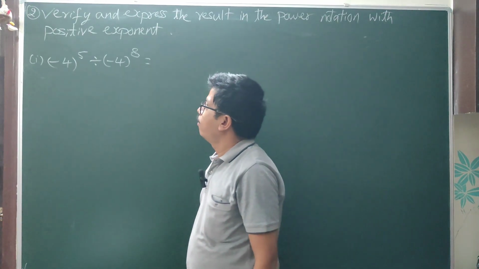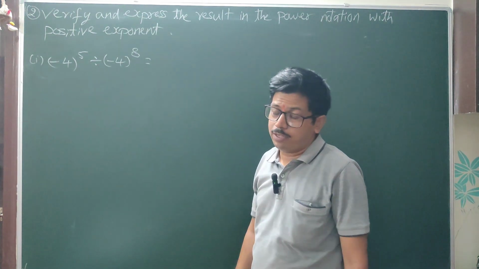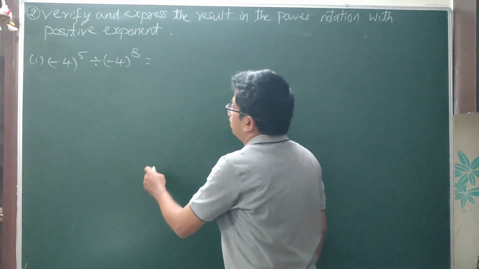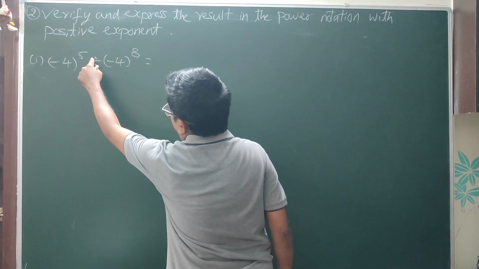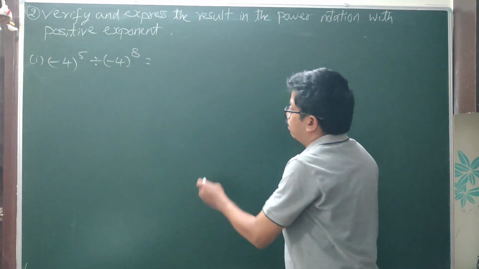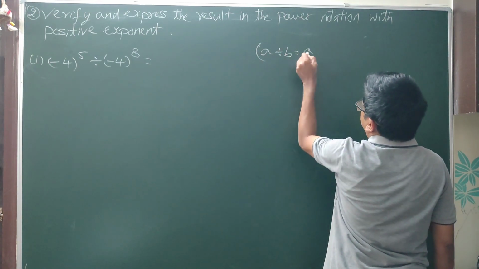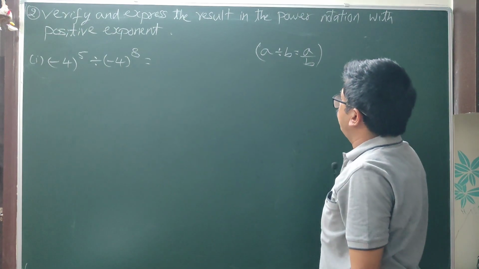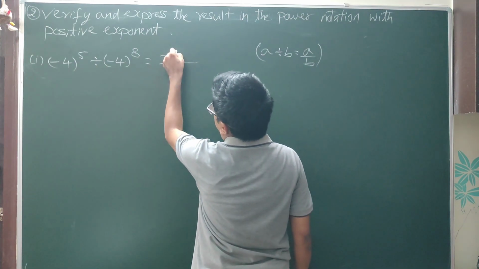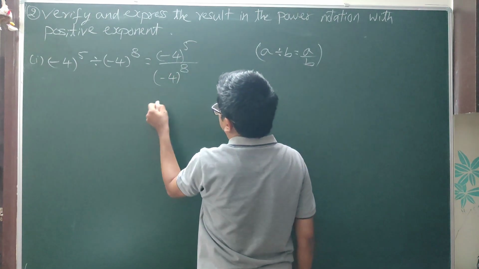Now second question, verify and express the result in the power notation with the positive exponent. Positive exponent means how to express the power in positive term. So the first question is minus 4 whole power 5 divided by minus 4 whole power 8. Now let us remember, A divided by B equal to A by B. So a fraction is an indirect division. So minus 4 whole power 5 by minus 4 whole power 8.